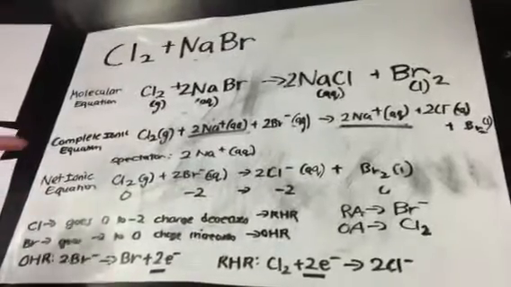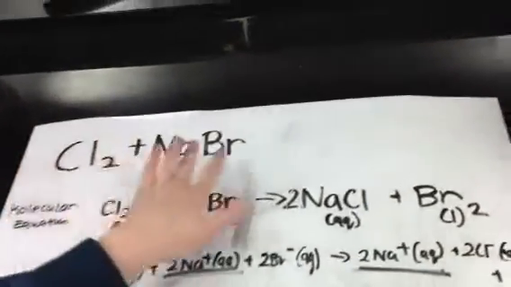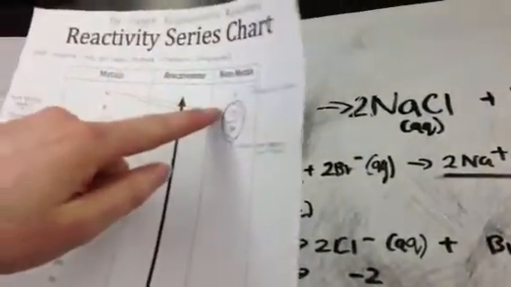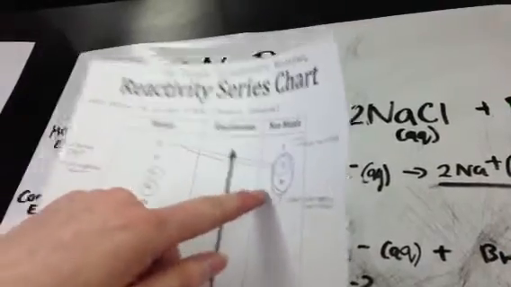The reaction we're going to be talking about today is Cl2 plus NaBr. The first thing that we have to do is see if there's a reaction at all, so we're going to look on a reactivity series chart. Since Cl is higher than Br, that means that there is a reaction.